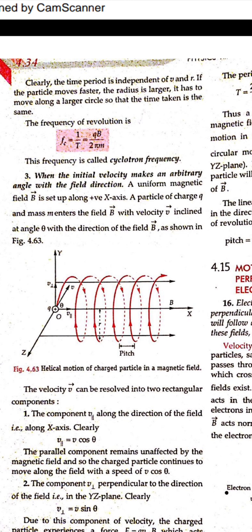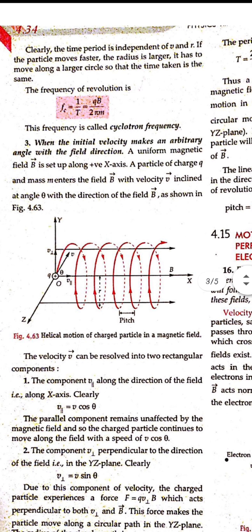So a particle of charge q and mass m enters the magnetic field with velocity v, inclined at an angle theta with the direction of the magnetic field. So we can say that the velocity of the particle is along the horizontal, the field is perpendicular to it, and the force on the charge is also perpendicular to both. So we know that q, v, B, three of them, are acting perpendicular to each other.